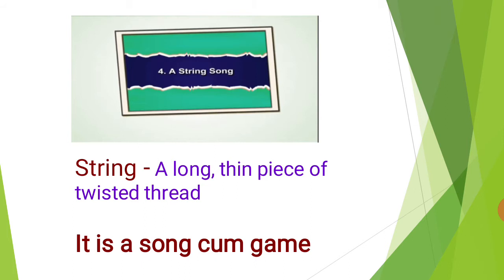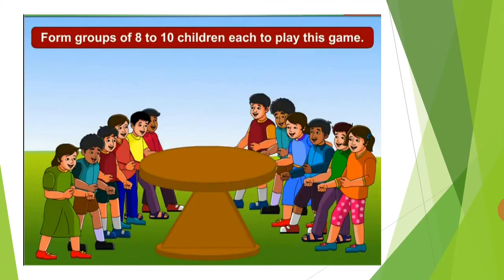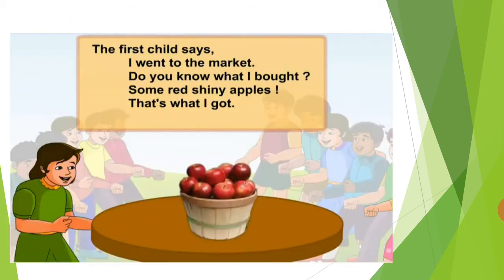The name of the poem is A String Song. What is the meaning of string? String means a long thin piece of twisted thread. It is a song come game. You have to form groups of 8 to 10 children each to play this game. Okay, students? Now, the first child says, what does he say?